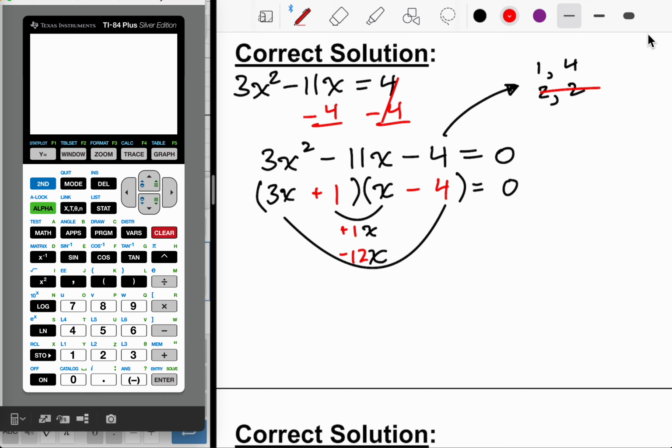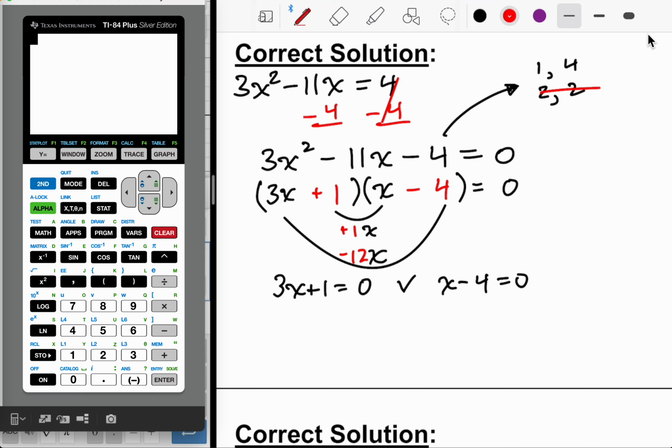Now I'm going to take my factors and set them equal to 0 because the zero product property tells us that if you have two factors whose product is equal to 0, either of those two factors can themselves be equal to 0, either or both. Not both at the same time, but both would satisfy the zero product property. So 3x plus 1 is equal to 0. x minus 4 is equal to 0.